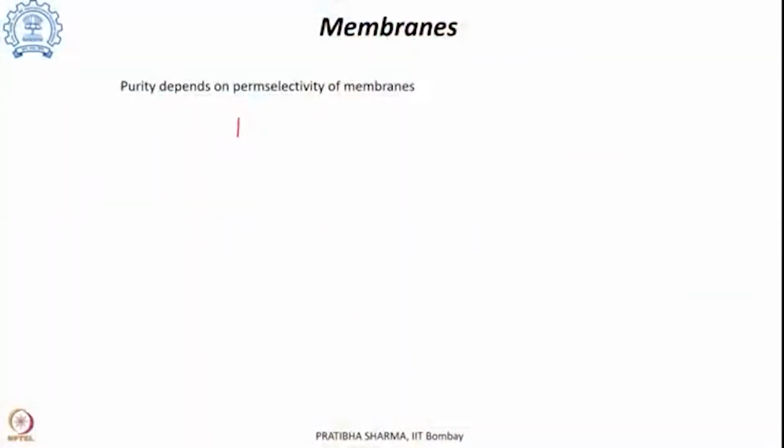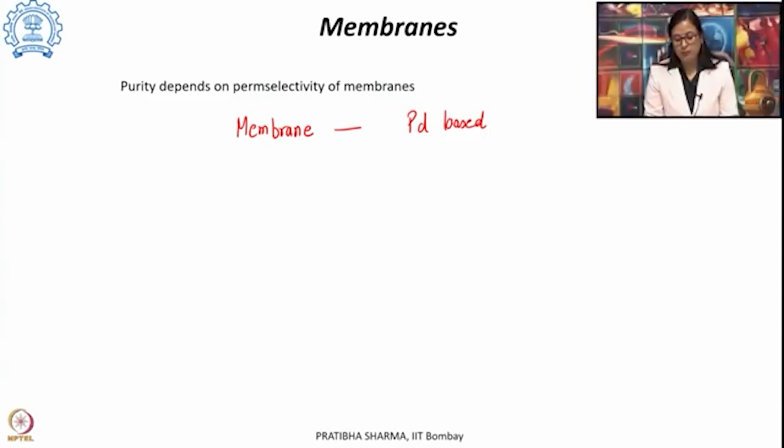Now, what is the purity of hydrogen that we are going to get? That definitely depends upon the perm selectivity of the membrane. There are different membranes being looked at for the hydrogen membrane reactor. Usually palladium based membranes are used. These palladium based membranes have good permeability, but at the same time they are affected by the impurities present in the gas stream. So, they get poisoned by the impurities. At the same time, these are expensive.